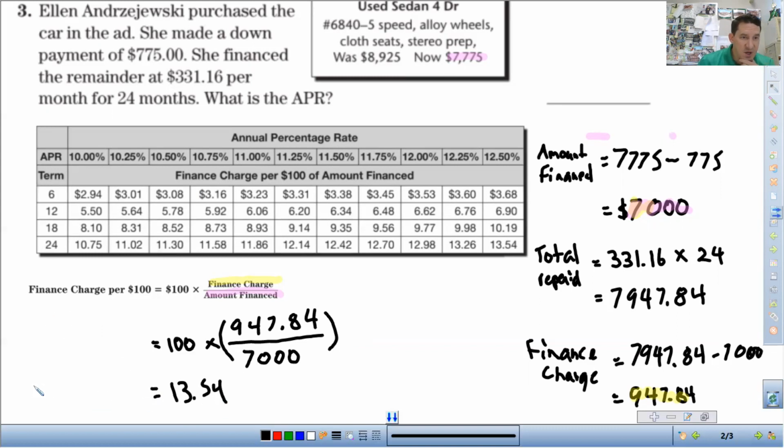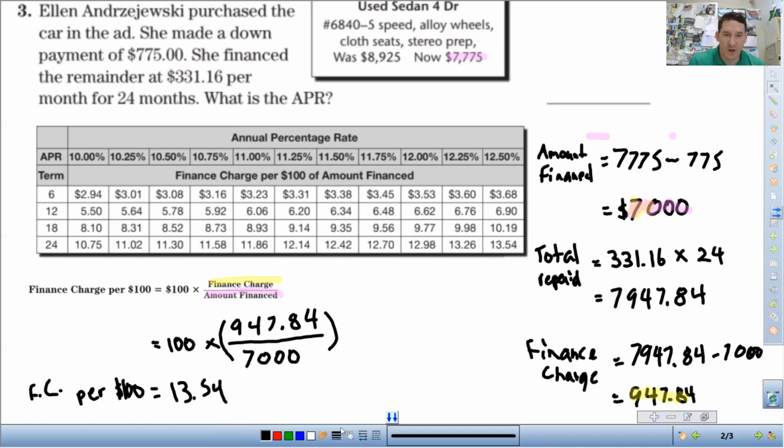So this is the finance charge. I'm just going to call it FC per $100. It's 13.54. So what this amount means is, for every $100 that you financed, you're paying back an extra $13.54. All right. So again, if you only financed $100, you'd be paying back $113.54. So for every $100, you pay back an extra $13.54.